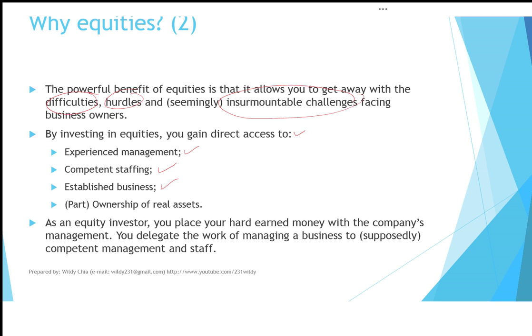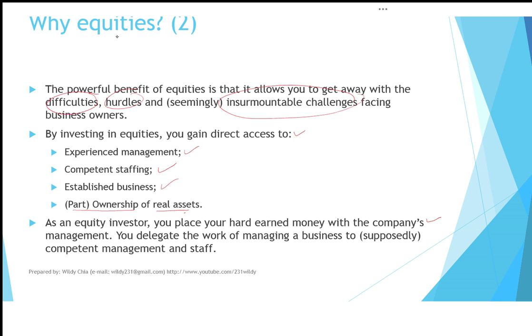And yes, not forgetting last of all, you gain part ownership of real assets. Right? So if the business owns a building, you would also have a share in the building. Right? You will also have a share of the ownership of the building. And that type of ownership is very difficult to achieve in real life, considering that inflation rates today is just madness. So as an equity investor, you place your hard-earned money with the company's management. And we assume that company's management are competent, experienced, and they know what they're doing. And they would know how best to manage your hard-earned money. You delegate the work of managing a business to, of course, supposedly competent management and staff.